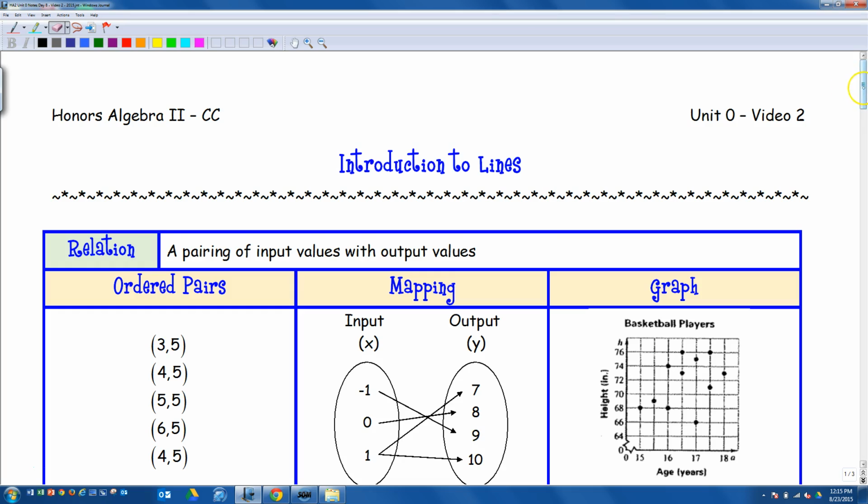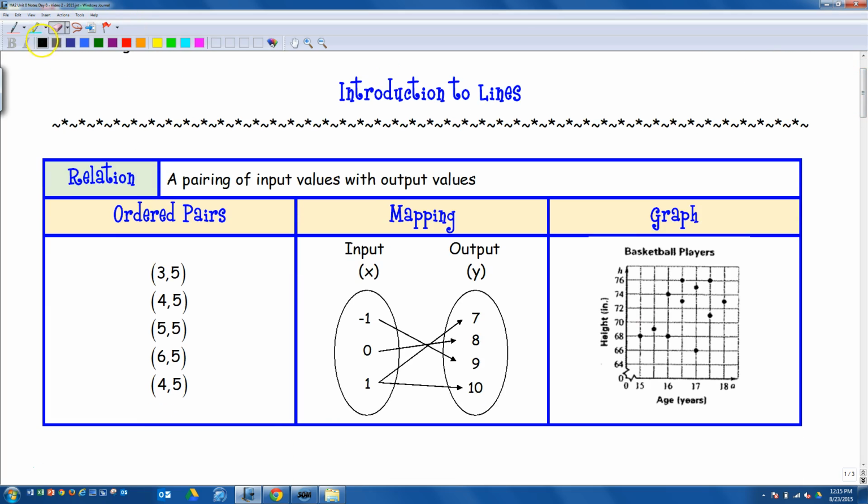First thing, we're going to introduce you to lines today. A few things. It's a lot more just notation and definitions. First thing I want to talk about is a relation. A relation is a pairing of input values with output values. Remember, inputs are like our x values, and outputs are like our y values. We kind of talked about that with the roof problem on the absolute value day.